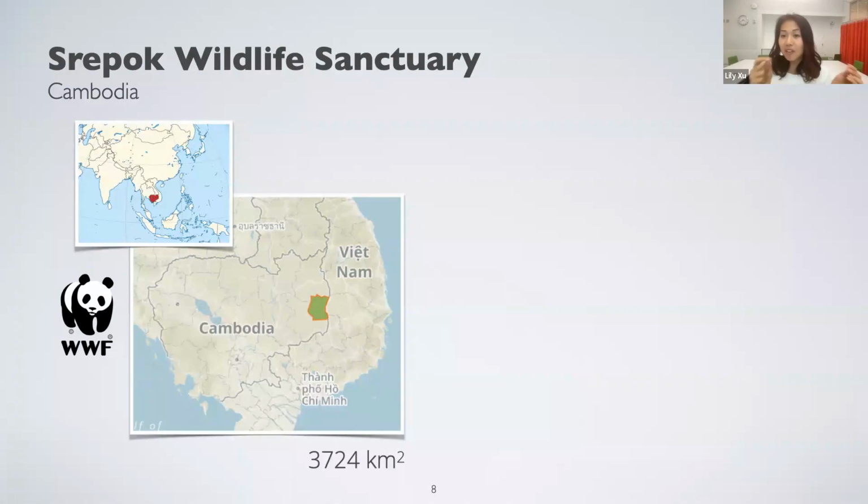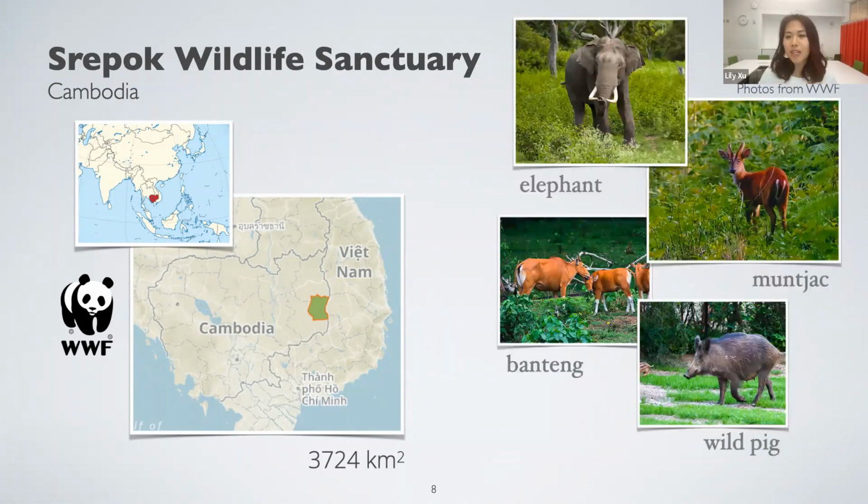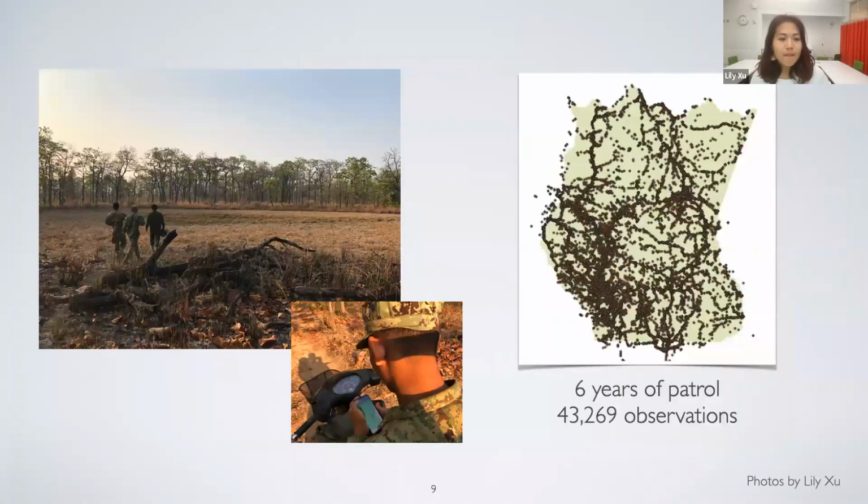It's a really, really hard problem if they're looking for small wire snares. And there are a lot of places that they've never been or have not been to in many years. And to get a sense of what's at stake, Sripak is home to a diverse population of animals, including keystone species such as elephants, muntjac, which are a barking deer, banteng, which are a wild cow, which are poached for their horns, and pigs, which are poached for bushmeat. So all of these animals are targeted by poachers.